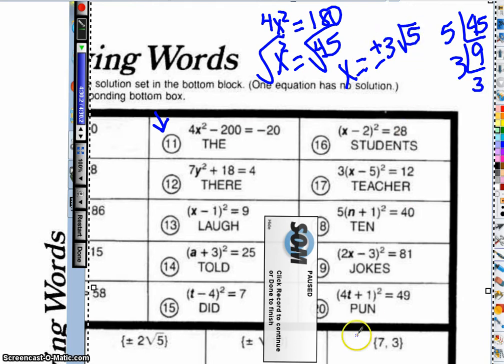So you would go down here and find at the bottom the one that has 3 square root of 5, and you would mark that one out. You wouldn't mark it out, you would put the word "the" in that spot. You'll just do each one, find the answer, go put the word in the spot that you had.